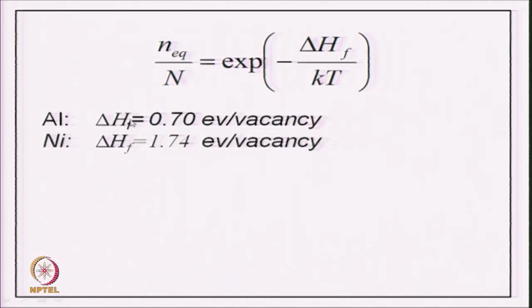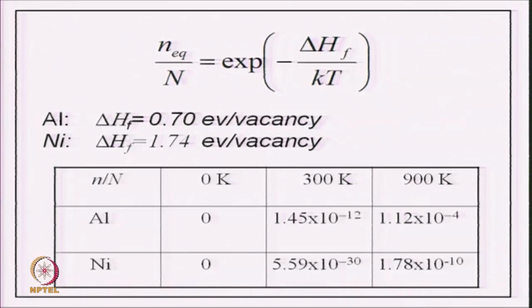Lower melting point means bonds are weaker, and remember enthalpy of formation was nothing but enthalpy for breaking the bonds to create the vacancy. So, since the bond energies are less in aluminum, the corresponding enthalpy for formation of vacancy is also smaller. Similarly, nickel is a high melting point material. So, the bonds are very strong, and to break those stronger bonds you will have to provide more energy. So, enthalpy of formation of vacancy is higher in nickel.